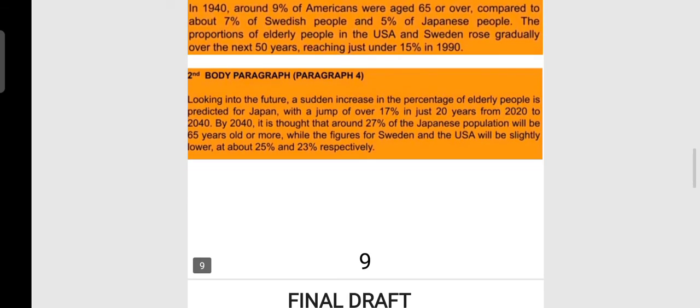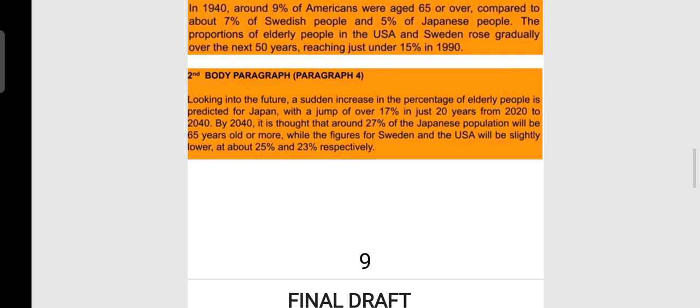Now the second paragraph, looking into the future. First we have stated the present condition. Now we are trending the future, how we express the future. Looking into the future, a sudden increase in the percentage of elderly people is predicted for Japan, with a jump of over 17% in just 20 years from 2020 to 2040.